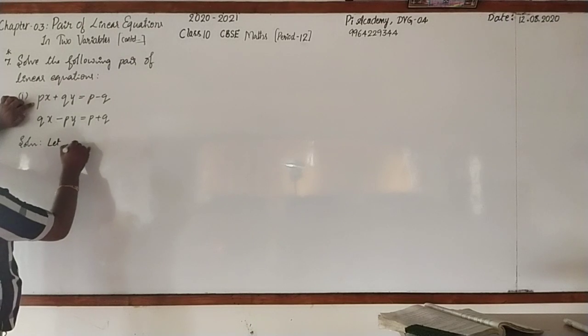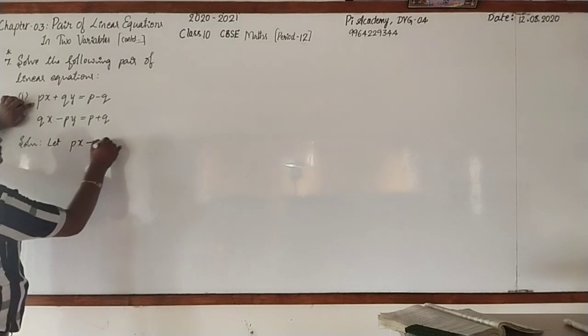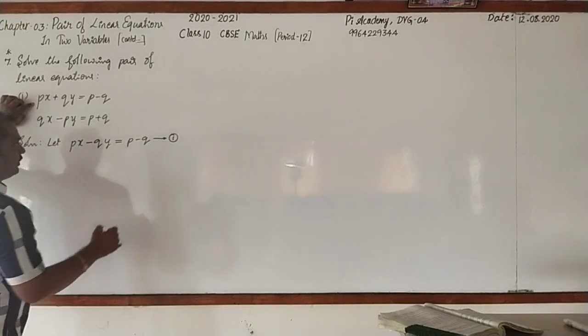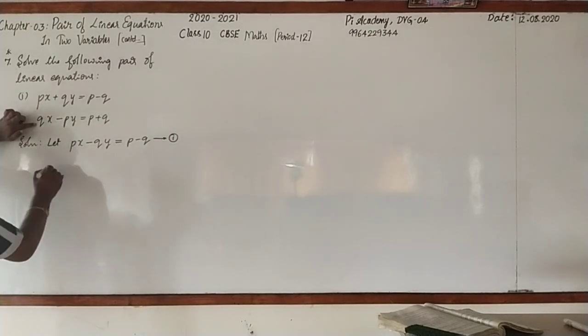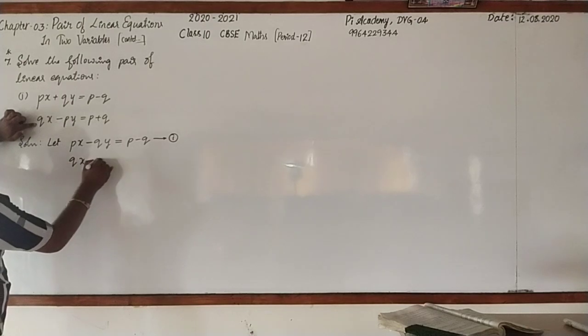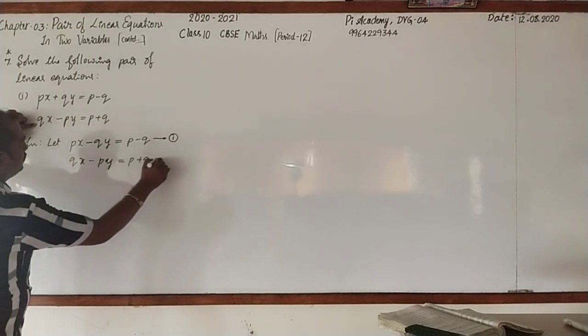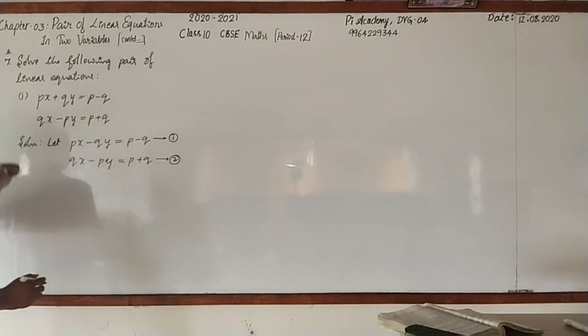First, let Px minus Qy is equal to P minus Q. You may call it as equation 1. Then, Qx minus Py is equal to P plus Q. You may call it as equation 2.